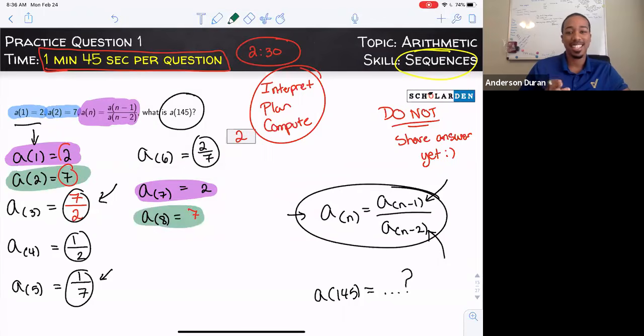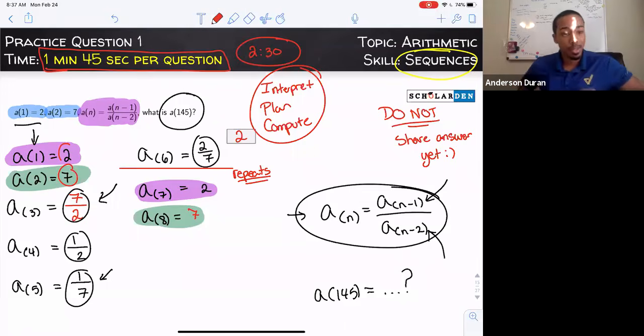Exactly, Divya, exactly. This pattern will continue. This pattern now repeats. It is repetitive. And what I want you to see is that, hey, look, after every 6, this is where it starts repeating. After every 6, it repeats. So what does this tell me? This means that we need to see how many times 6 fits into 145.